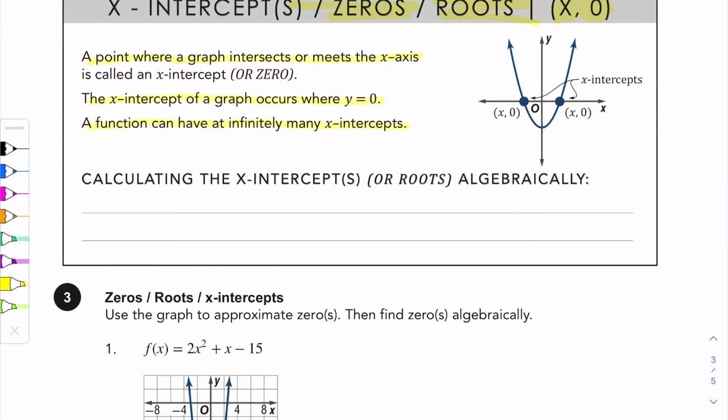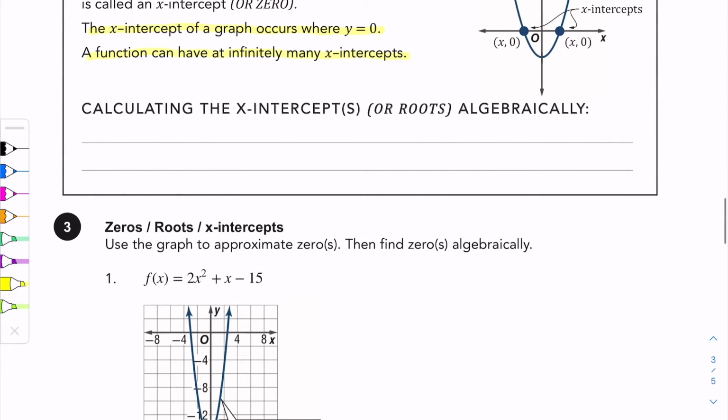So to calculate the x-intercept algebraically, you need to set the function equal to 0 and solve for the independent variable, or solve for x. This is going to require you to factor most equations, so factor by GCF or factor the trinomial, however you have to do it, but usually you're going to have to factor.